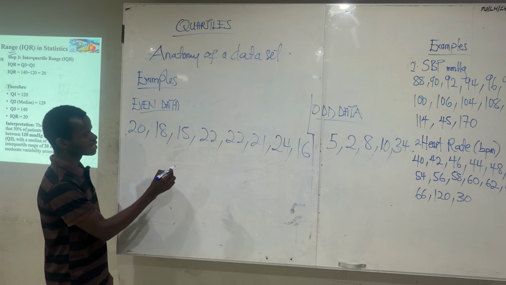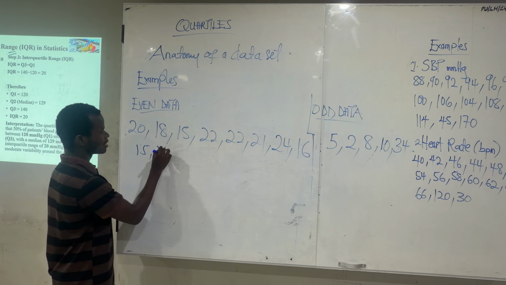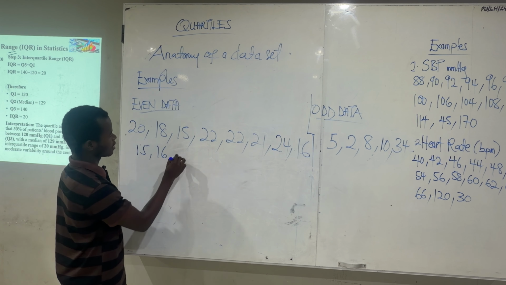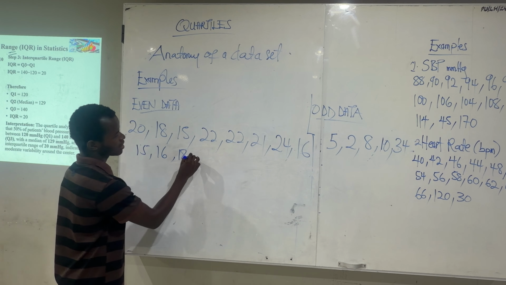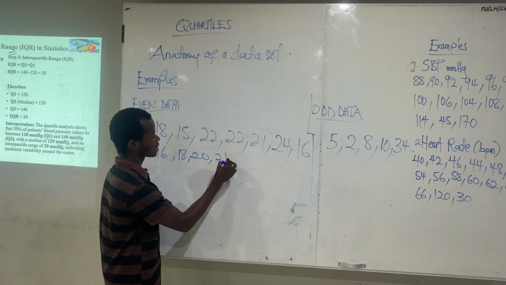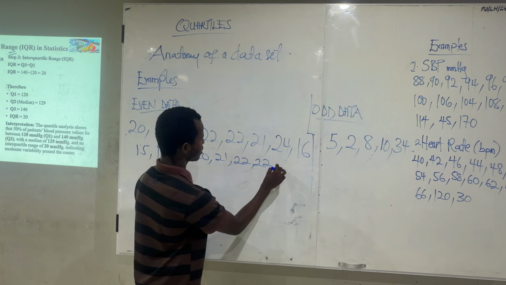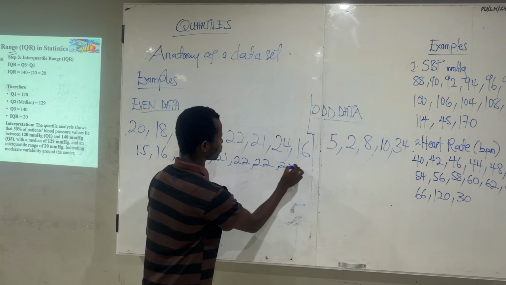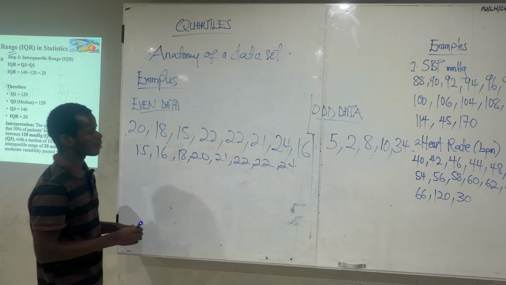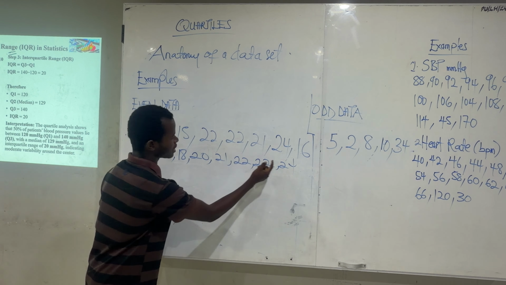So the lowest value is 15, 16, 18, 20, 21, 22, 22, and then 24. Okay, so let's confirm our data set. 1, 2, 3, 4, 5, 6, 7, 8.